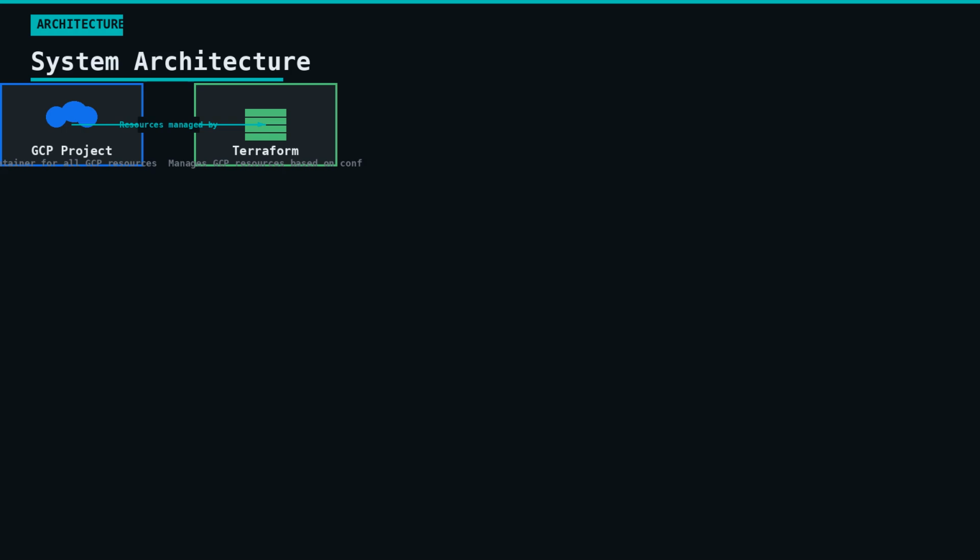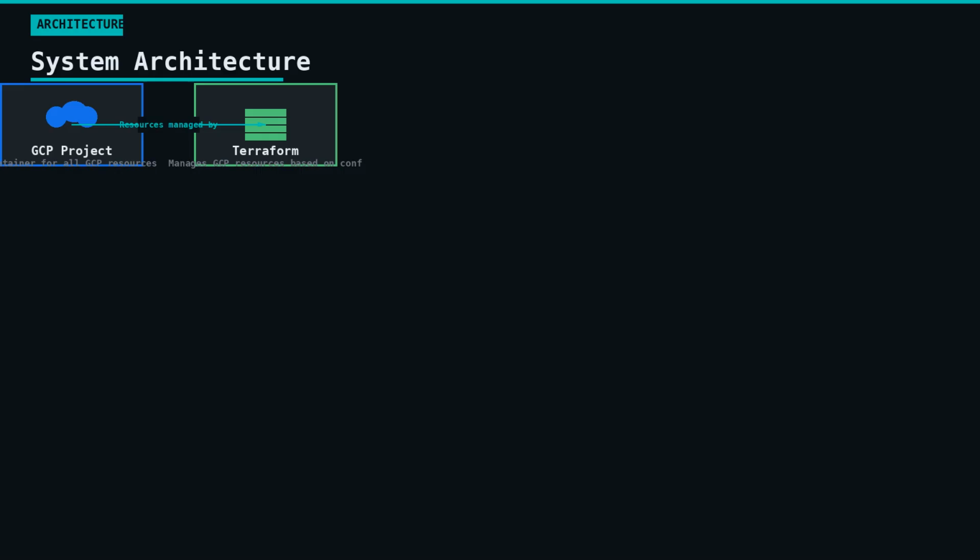When you run Terraform, it compares the desired state, defined in the configuration file, with the actual state, the current resources in GCP, and makes any necessary changes to achieve the desired state. This process ensures that your infrastructure matches your configuration, making management and updates straightforward.